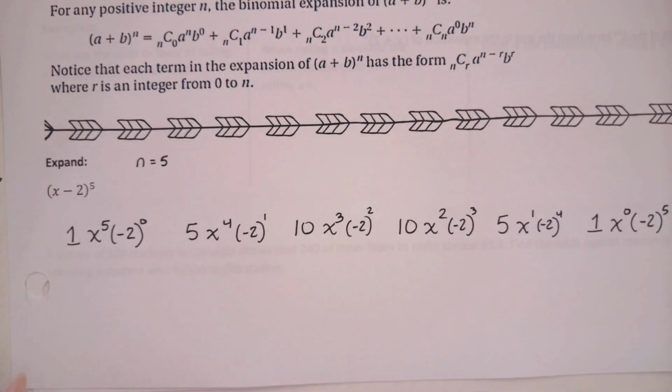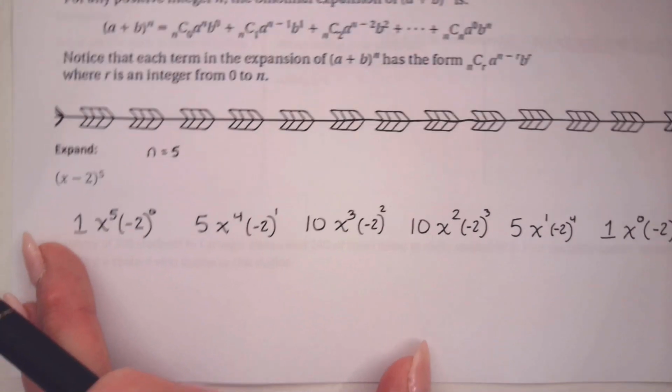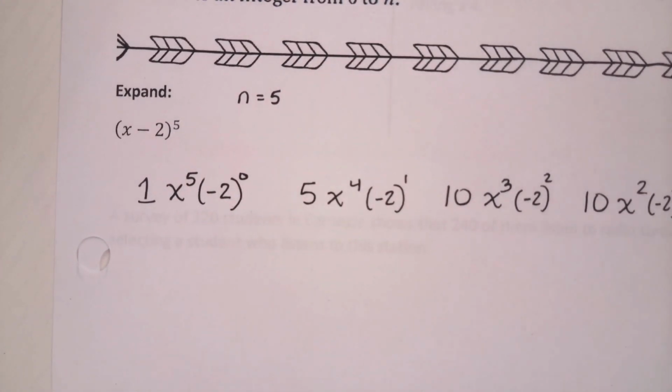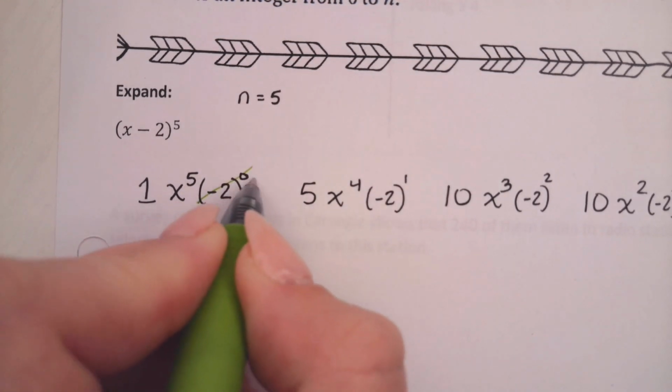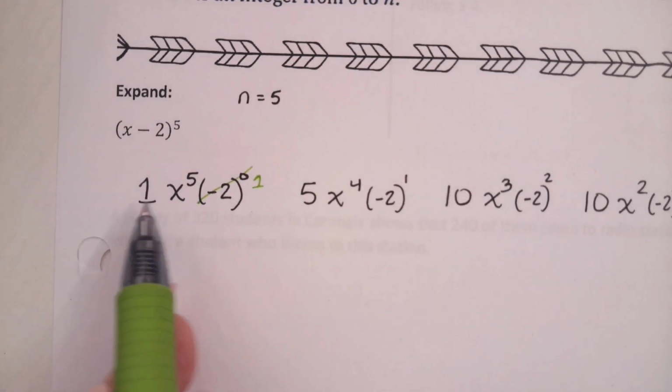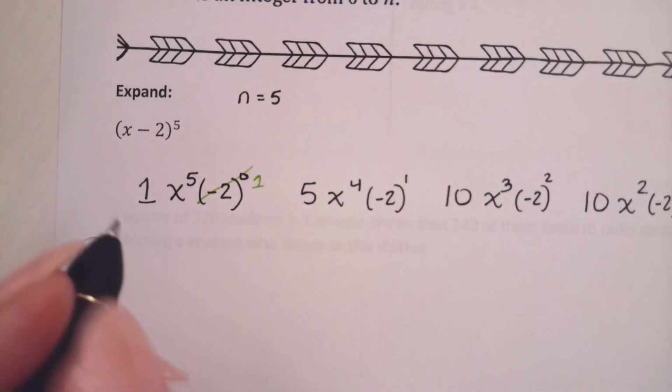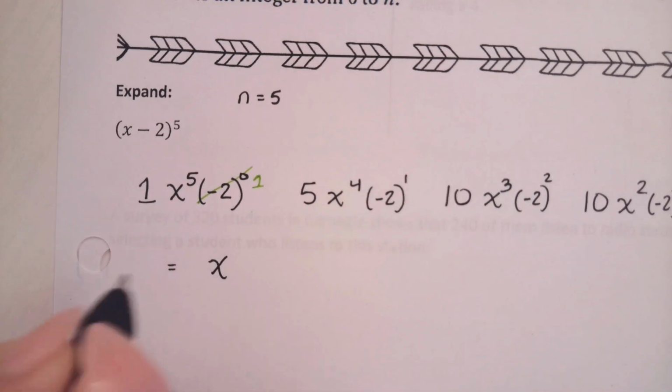Okay, and then we did a little bit of simplifying on each of these. So if I look at that first one, 1x to the 5th times negative 2 to the 0 power. Negative 2 to the 0 we already know is what? Yeah, it's 1. So this is actually just 1 times 1 times x to the 5th. What would that simplify to? X to the 5th.